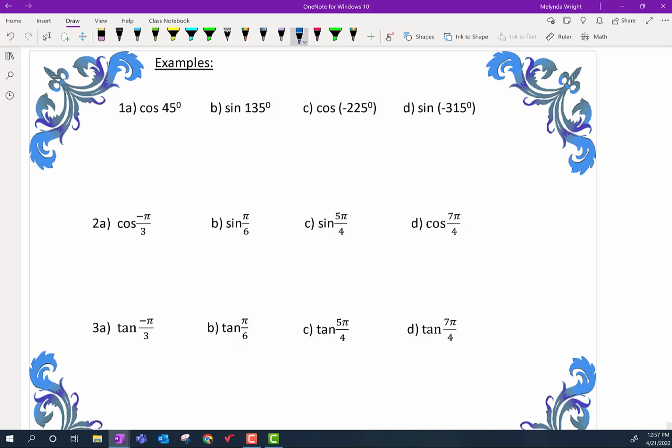What I like to do is draw a little coordinate plane every time. I need to place where the angle is so I can figure out what the x and y coordinates are. So 45 degrees is one of the 45, 45, 90s. It's right there in the first quadrant. We know that cosine is the x. We know the coordinate point is root 2 over 2, root 2 over 2. So cosine of 45 degrees is root 2 over 2.